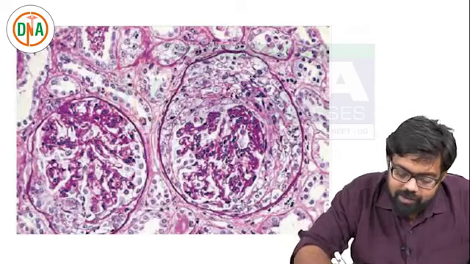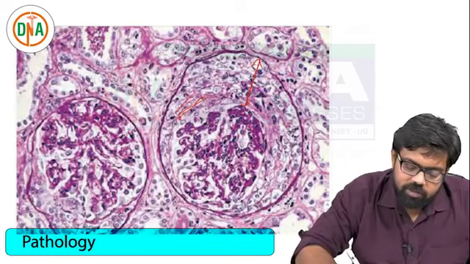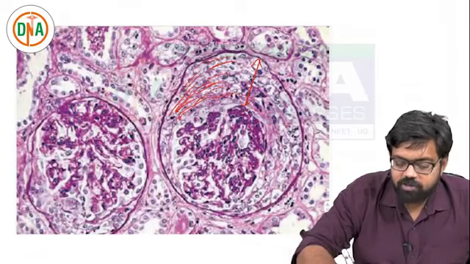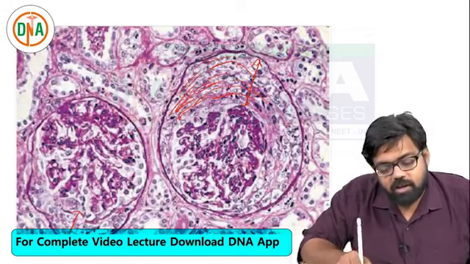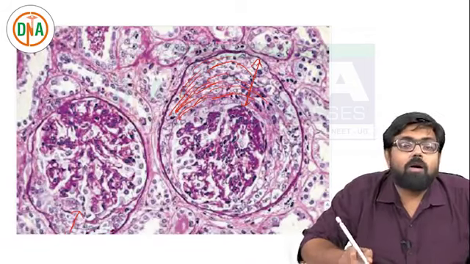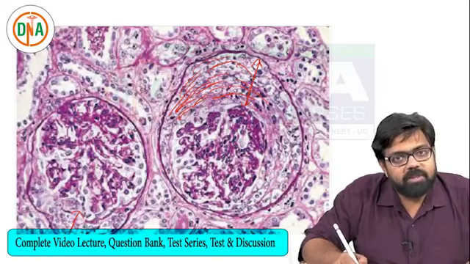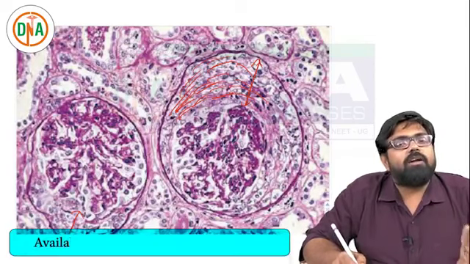Let's see what exactly this crescent is. What you're looking at is a proliferation seen all over the urinary space, here and here. This is called a crescent. Very important is the composition of the crescent, which is a repeatedly asked MCQ. As I told you, it is parietal epithelial cells with monocytes and macrophages.